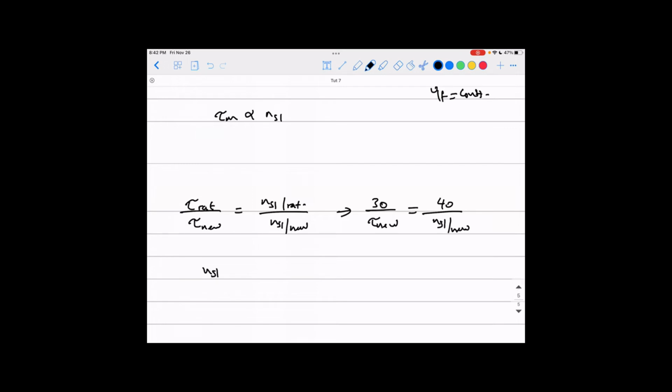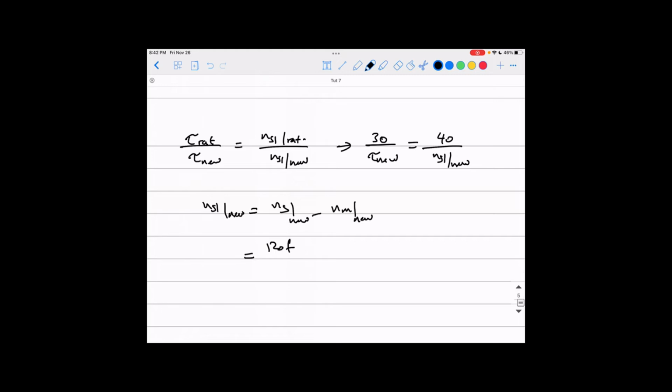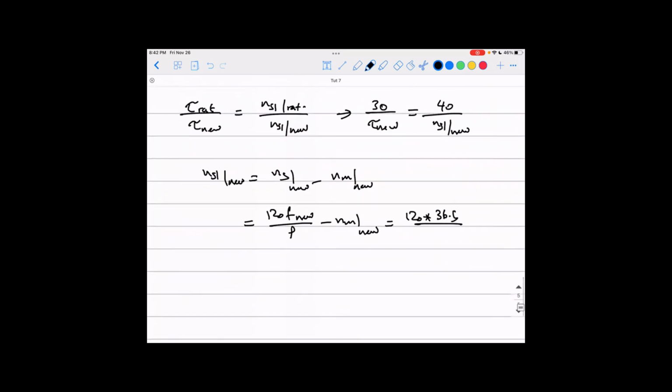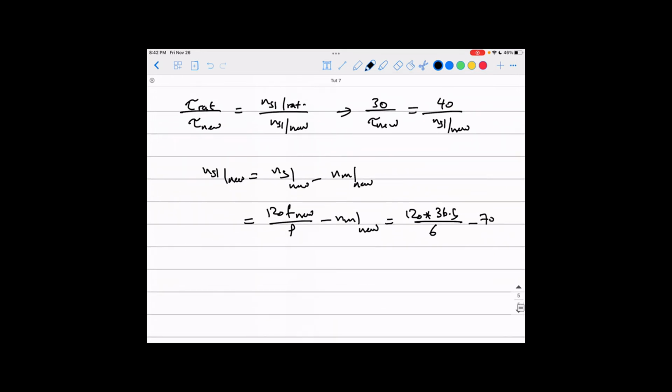So we need to find the new slip speed here, which equals the new synchronous speed minus the new mechanical speed. The new synchronous speed can be calculated by 120 F new over P, minus the new speed. That equals 120 times 36.5, which is the new frequency given here, over P, which is the number of poles, 6, minus the new mechanical speed, which is 700 RPMs. This gives you the new slip speed to be 30 RPMs.